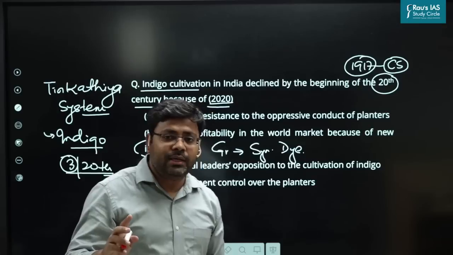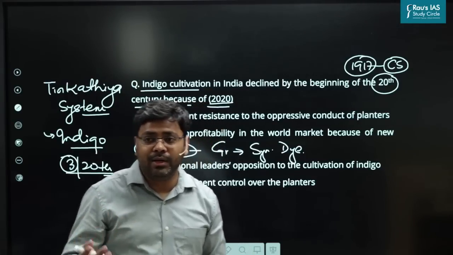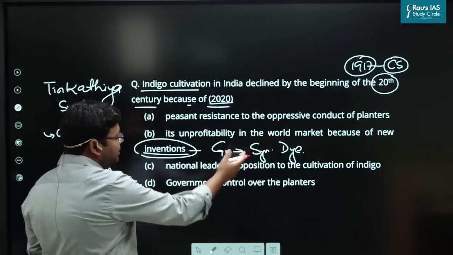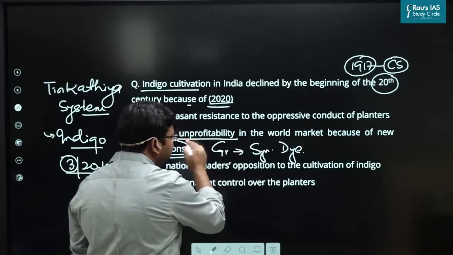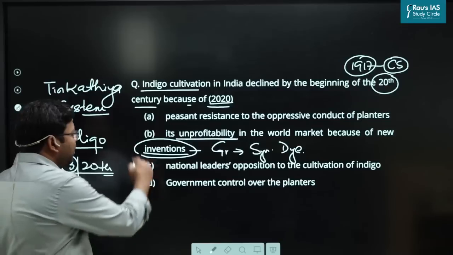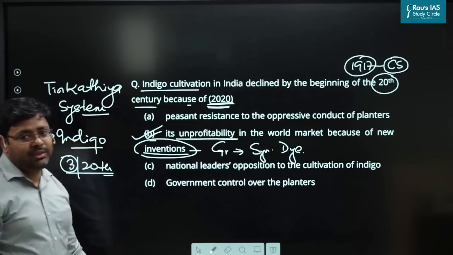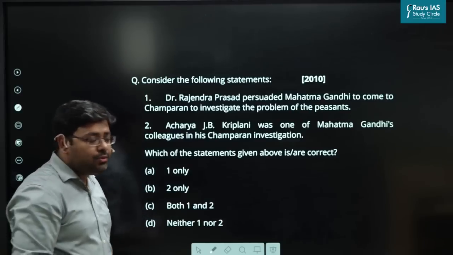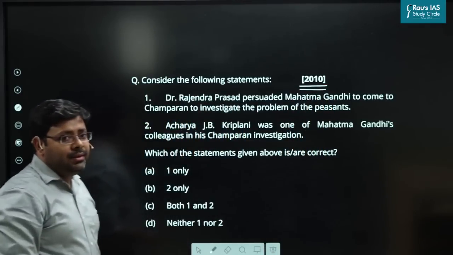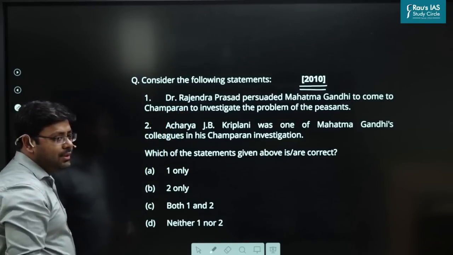And certainly you will find that the indigo prices had crashed in the international market because the Germans had introduced new inventions like synthetic dye, and the natural indigo production had become unprofitable in the world market. So the answer here would be B. This is a 2020 UPSC question. The next question is from the 2010 UPSC exam, and it is again asking about Champaran Satyagraha.